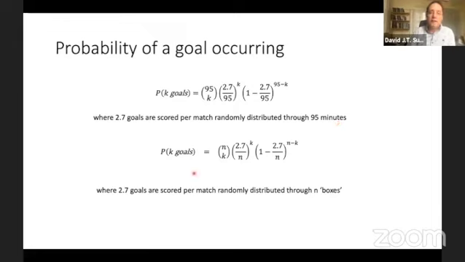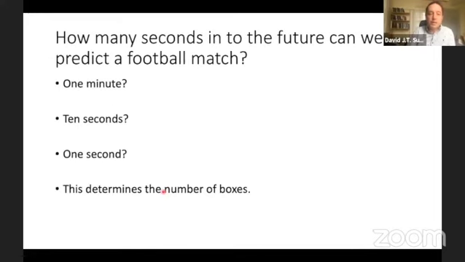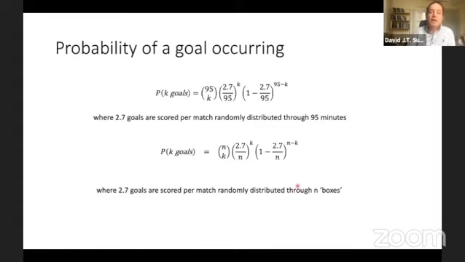We rewrite this equation by saying, well, whatever boxes you come up with here, if you think it's 10 second boxes, then it's 95 multiplied by 6 boxes that you should have. If you think that you really can't do it even on 1 second, then it's 95 times 60 boxes that you have. But we have these n boxes where 2.7 goals are scored per match randomly distributed between the n boxes. Again, we use the choose function here, n choose k.